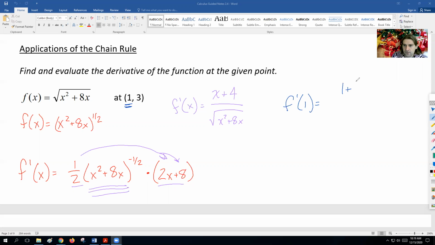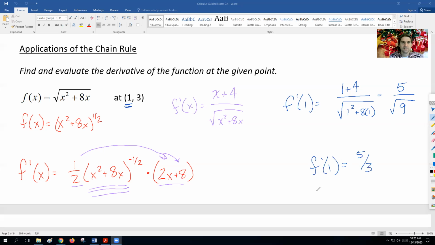So what is x plus 4 over the square root of x squared plus 8x, with x equal to 1? So let's see, that'd be 1 plus 4 is 5 over the square root of 1 plus 8, that's 9. And so the answer here, the evaluation of the slope would be 5/3. Not too bad.